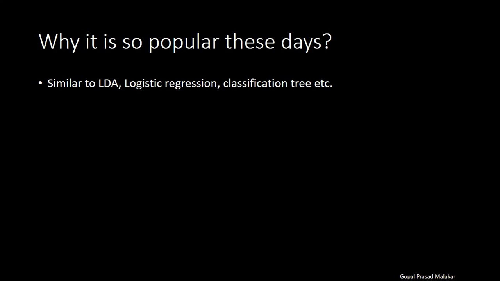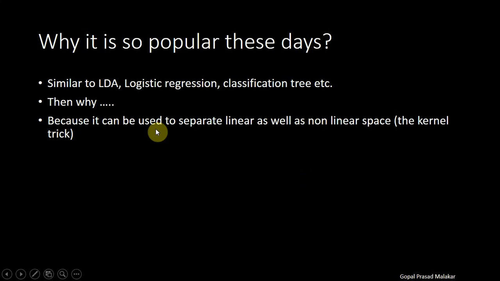Now one question comes that linear discriminant analysis, logistic regression, classification tree, all can do classification. Then why SVM is so popular these days? It is all because it can be used to separate linear as well as non-linear space fairly quickly. Very quickly you are going to understand the kernel trick which can be used to separate non-linear space.